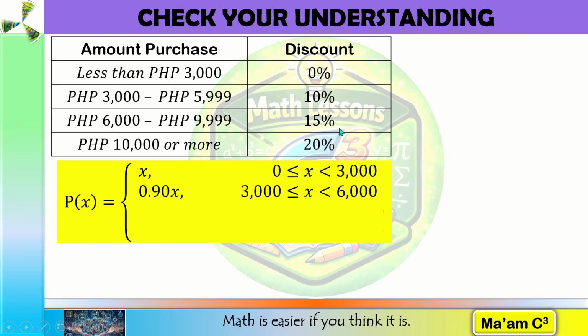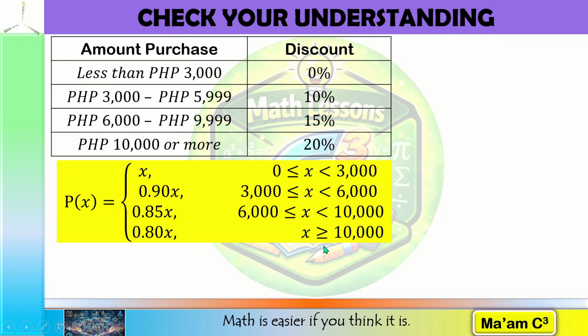Next one is 15% discount, meaning to say you're just going to pay 85% of the actual amount. So that would be 0.85 of x, if the amount purchased is 6,000 up to 9,999. So less than 10,000 but greater than or equal to 6,000. Last one, 20% discount, meaning you're just going to pay 80% of the actual price. So 0.80x if 10,000 or more is the amount purchased. x is greater than or equal to 10,000.